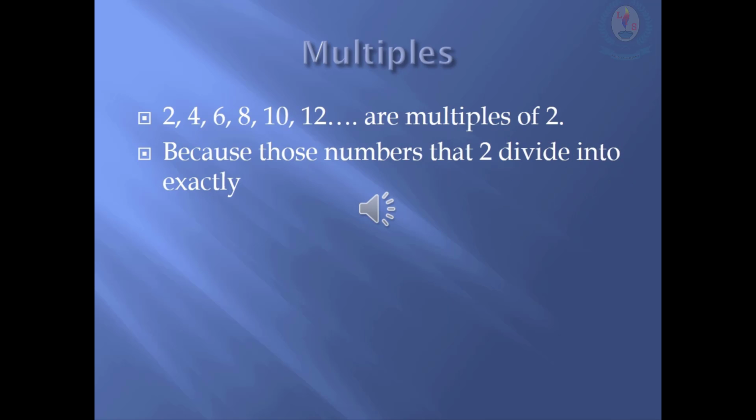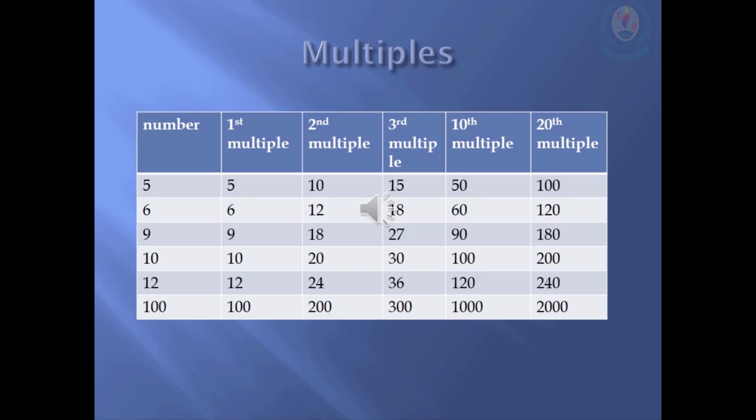Now we are going to identify multiples. 2, 4, 6, 8, 10 and 12 are multiples of 2 because those are numbers that 2 divides into exactly. We can take multiples as first multiple, second multiple, third multiple, 10th multiple as well as 20th multiple. Like this we can take a lot of multiples for a number.